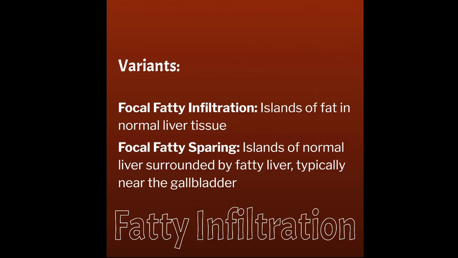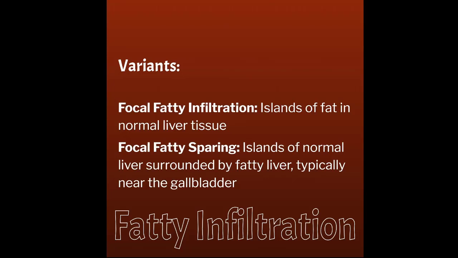Now, fatty infiltration does come in a couple variants. The first variant being focal fatty infiltration. And with focal fatty infiltration, we see that as islands of fat within normal liver tissue. So you have a very normal liver for the most part. You're just going to have these little sections, these little islands that are going to be overrun with fat. Oftentimes they follow along with the Couinaud anatomy, with the division part of it. So you'll see a little island of fatty tissue.